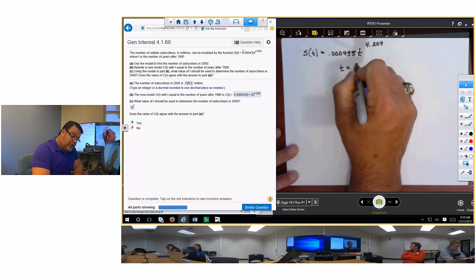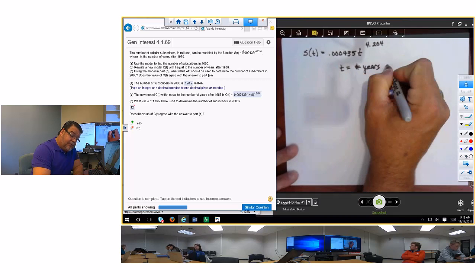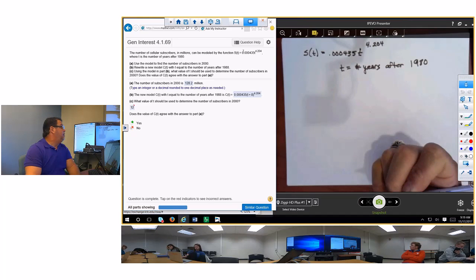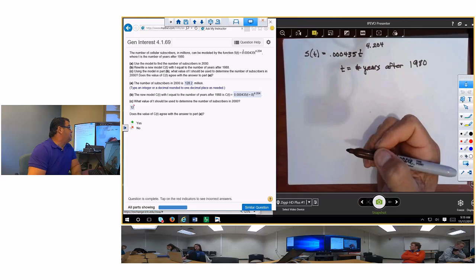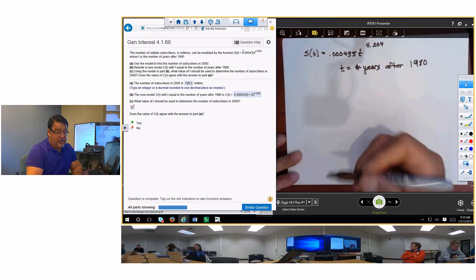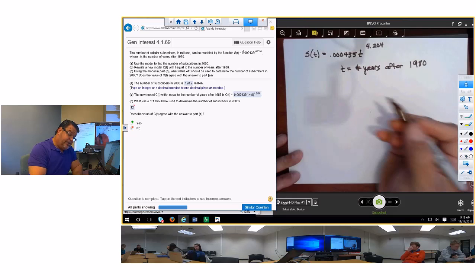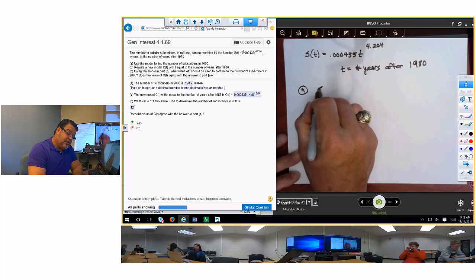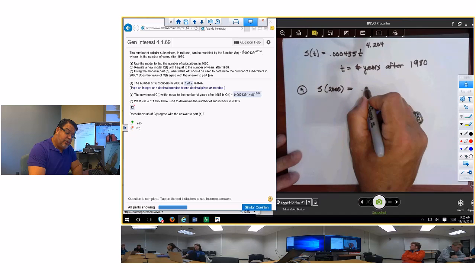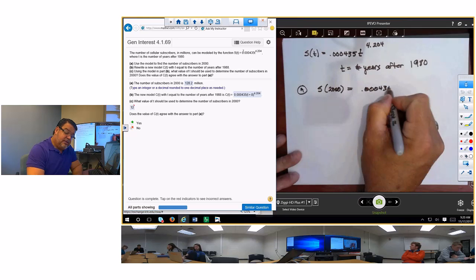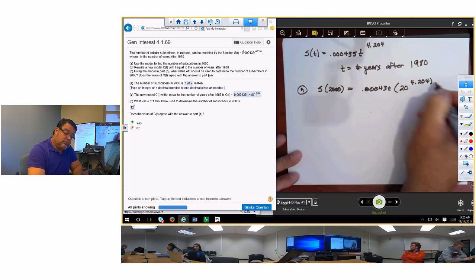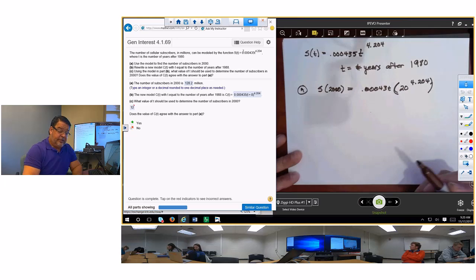T is equal to the number of years after 1980. Okay? The first says use the model to find the number of subscribers in 2000. Well, what's 1980 minus 2000? 20. Or 2000 minus 1980? 20. So that's going to be, so A is equal to S of 2000 is equal to 0.000435 times 20 to the 4.204 power. And you take your handy dandy calculator and you do that.